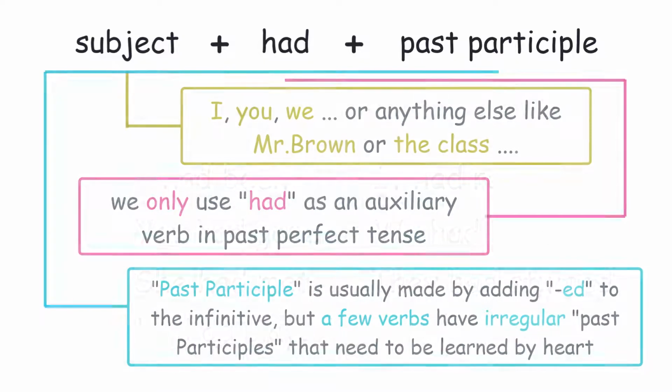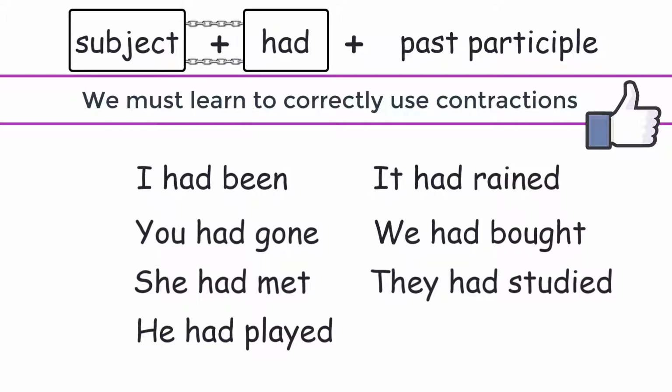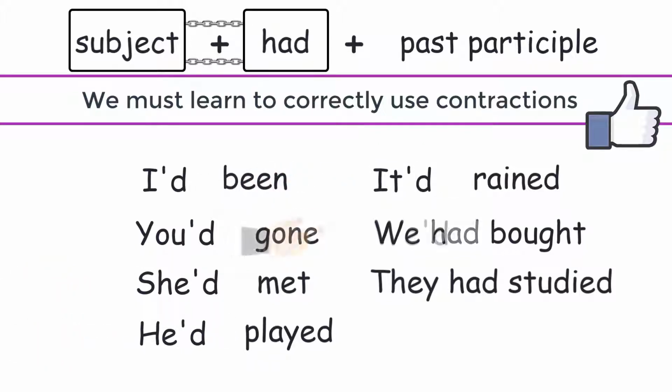Let me tell you something. We must learn to correctly use contractions, not only in past perfect tense but also in all tenses, because it's gonna help you to sound much more natural as you speak. Auxiliary verbs are usually connected to the subject in spoken English. So let's practice contractions in this tense. I had becomes I'd, you'd, she'd, he'd, it'd, we'd, they'd.